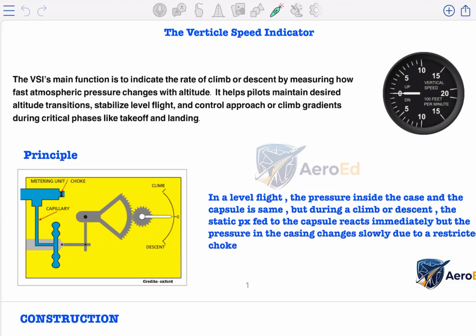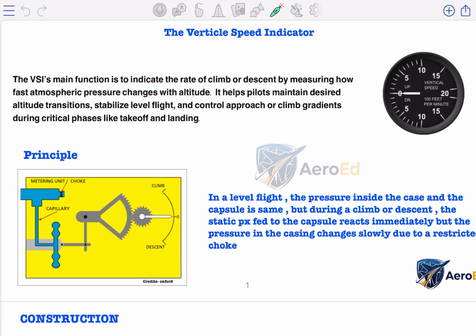Hello future pilots, let's start the fourth chapter of instrumentation, which is the vertical speed indicator. The vertical speed indicator, or the VSI, main function is to indicate the rate of climb or descent by measuring how fast atmospheric pressure changes with altitude.